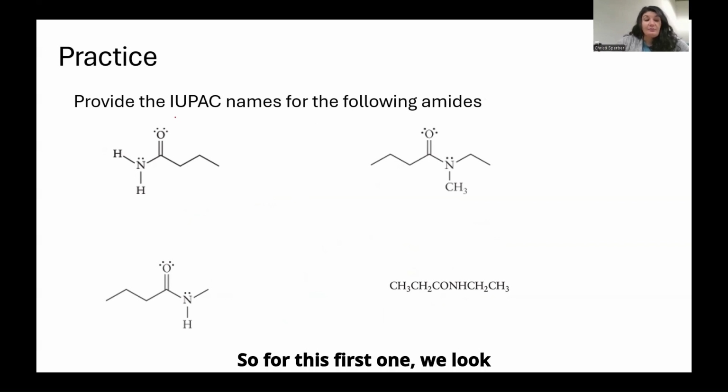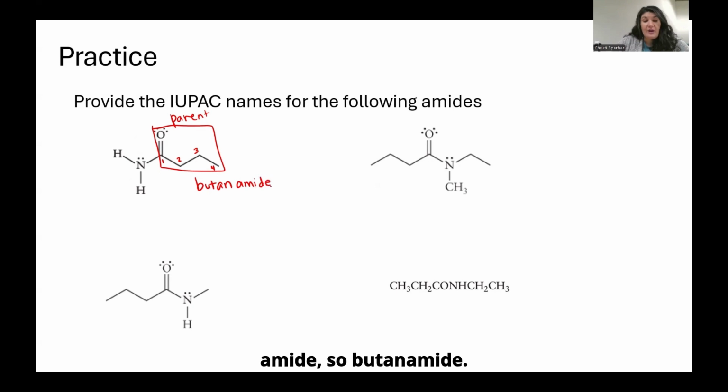For this first one, we look at our carbonyl carbon as our parent chain. So this is our parent chain. We have 1, 2, 3, 4 carbons, which is but. We take off the E of the alkane name and put amide, so butanamide. There are no R groups off the nitrogen, so this is just the name, butanamide.